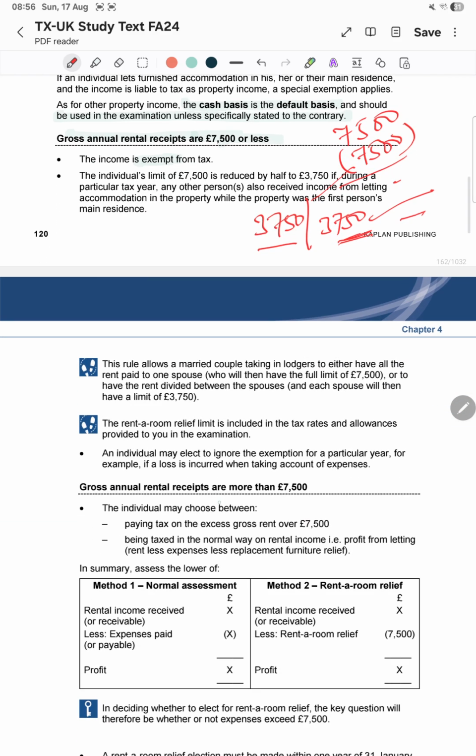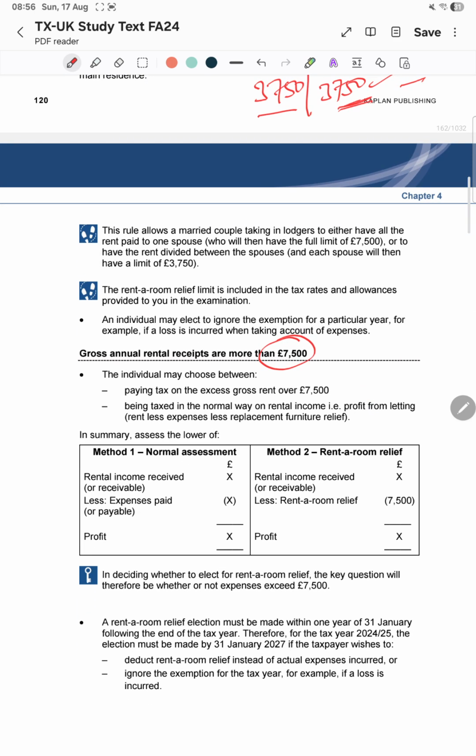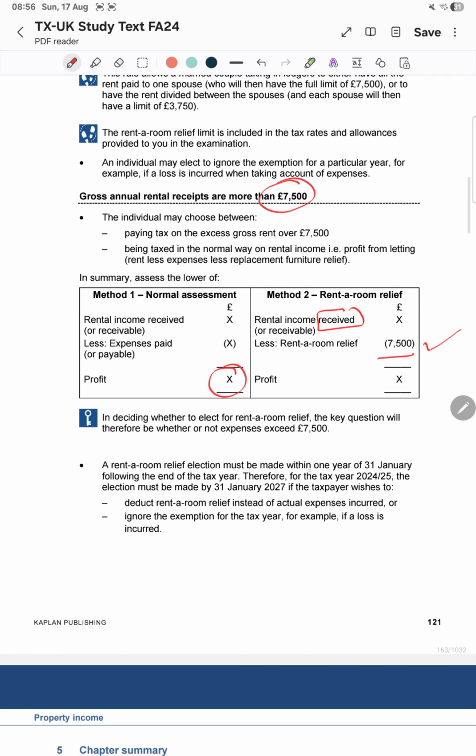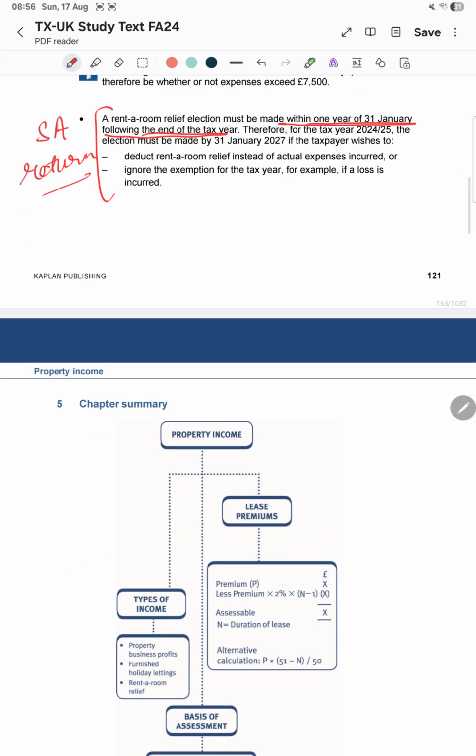Now, if gross annual receipts are more than 7,500 pounds, you can do the normal treatment: income received less expenses will be the profit, or use rent a room relief directly. Use the income received, no need to deduct expenses, rather you can do this thing. A rent a room relief election must be made within 1 year of 31st January following the end of the tax year, which means till the time of filing the self assessment return.